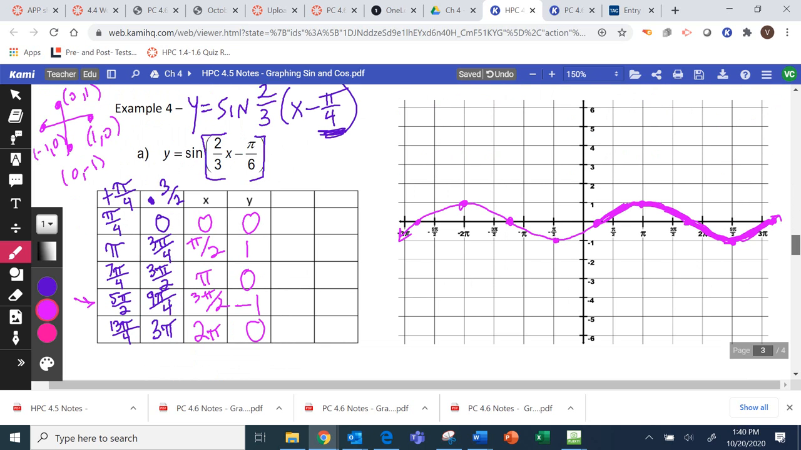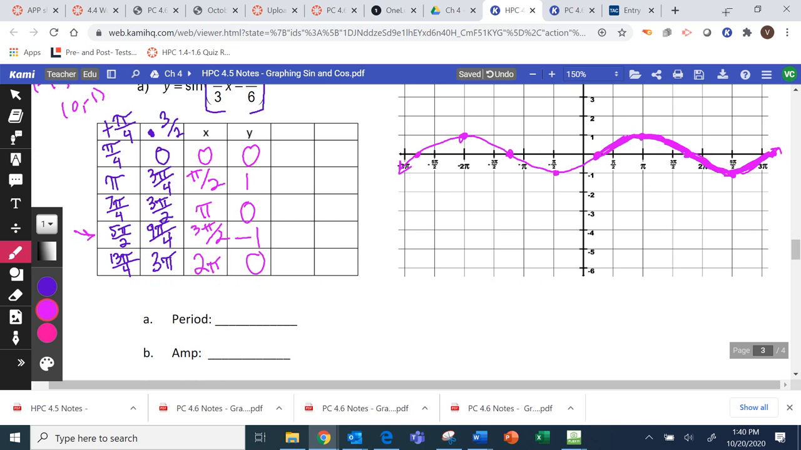So the period of this, normally 2 pi, but we had a horizontal stretch or shrink. We had a stretch of 3 over 2. So now our period is 3 pi. And if you look at the graph from start to finish, one cycle, if you count how many boxes that is, that ends up being 3 pi.